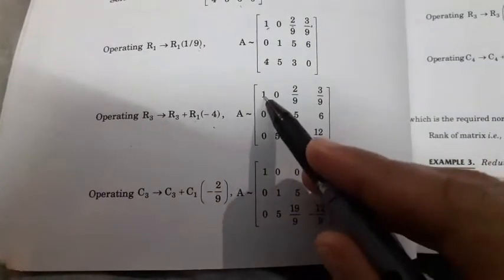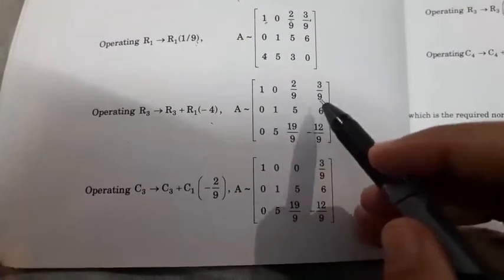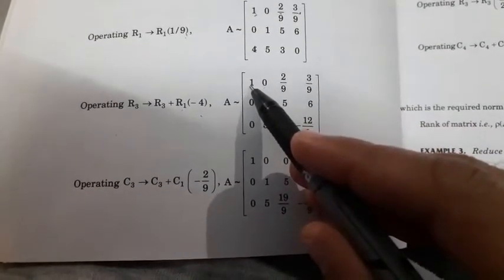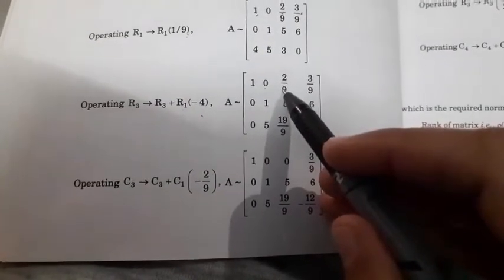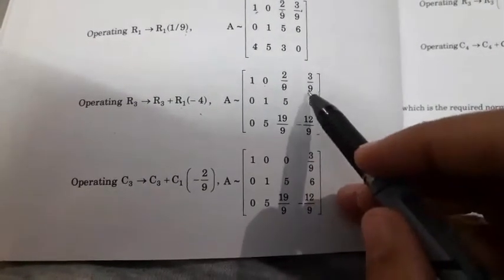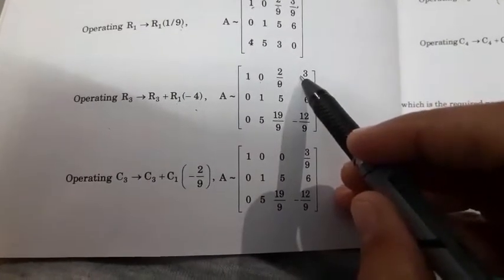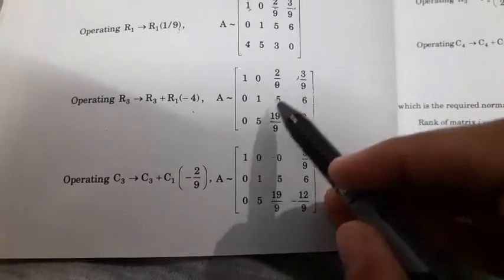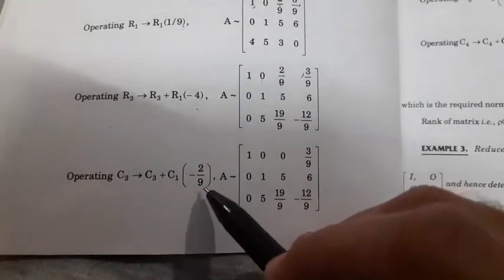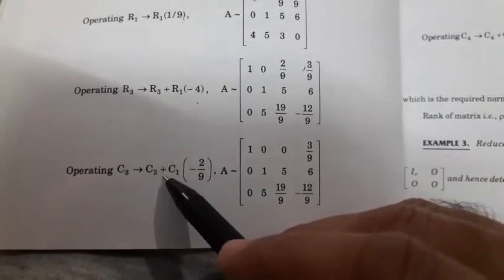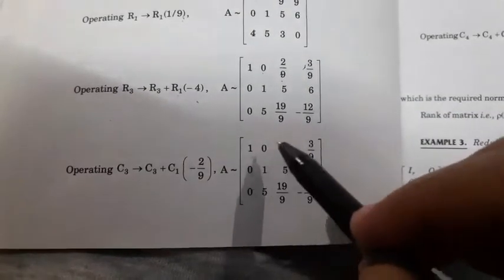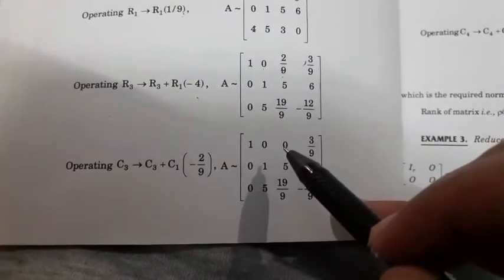Now by using this element, make these entries 0. This is already 0. To make this 0, we will multiply this column by 2 by 9 and subtract from the third column, and multiply the first column by 3 by 9 and subtract from the fourth column to make this element 0. Now let us operate C3 plus C1 into minus 2 by 9, or we can write C3 minus 2 by 9 C1, to make this element 0, and after this operation we get this element 0.